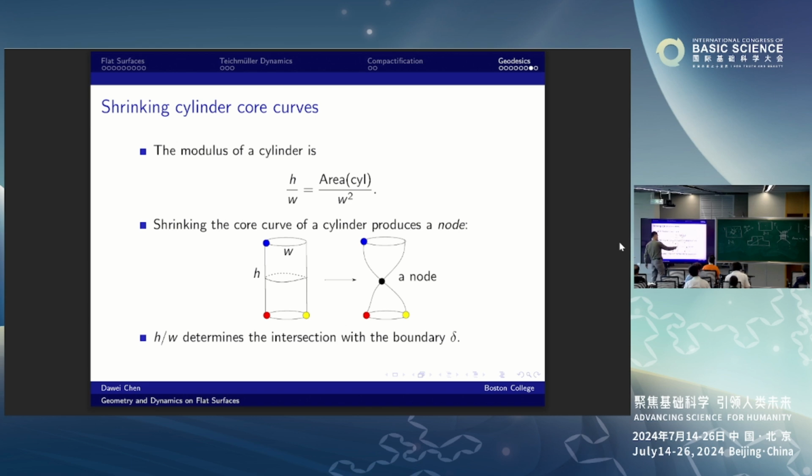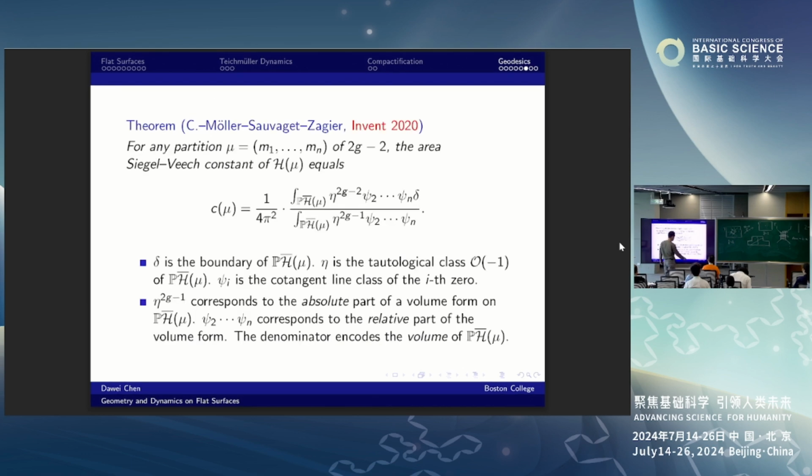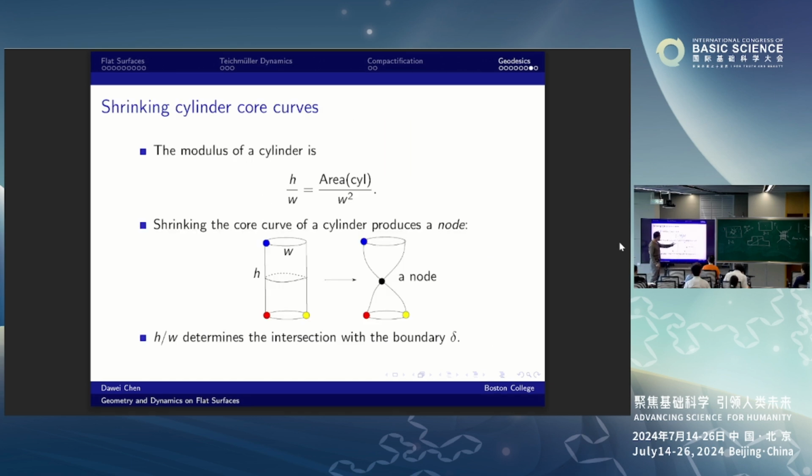And now you take a cylinder, you pinch the core curve of width W, and topologically you get a node, right? So this object is responsible for this delta C as a degenerate object. But we don't always count it as one node. When you have intersection, maybe the two things are tangent, maybe there's a higher intersecting multiplicity. That intersecting local behavior is encoded by this cylinder modulus H over W that tells us the local behavior of how these intersecting numbers work. So that's a technical detail.